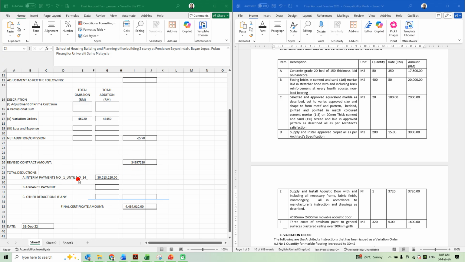Interim payments number 1 until number 14, if you look at the exercise that I had given, you need to total all of that up. Alright, this and this, you will get the final certificate amount, is left with 4 million. That's all. Thank you.